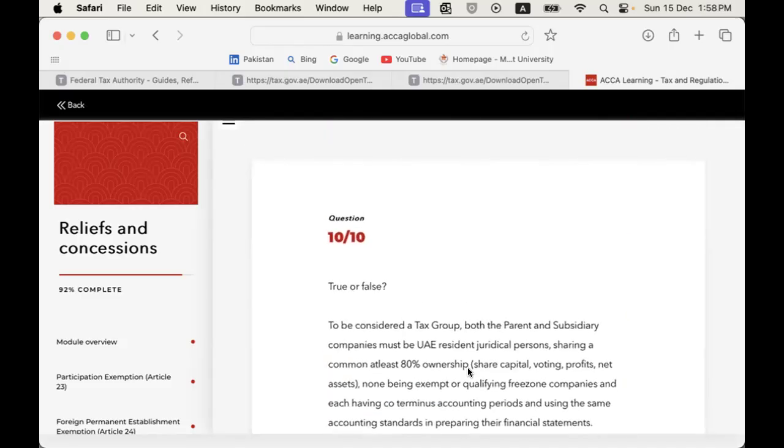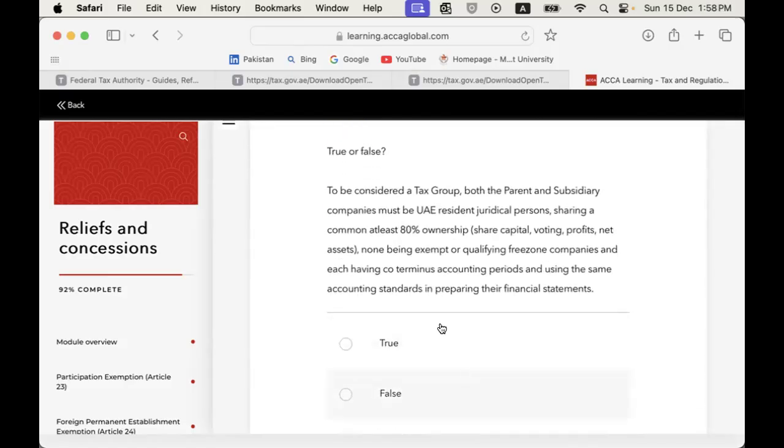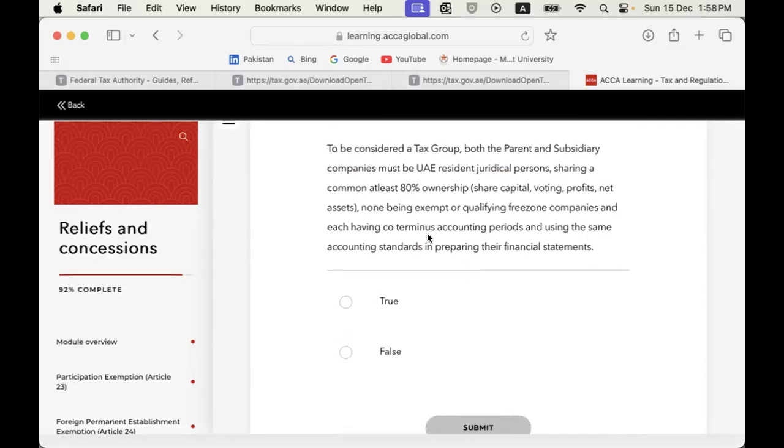Next, last one, true or false. To be considered a tax group, both the parent and subsidiary company must be UAE resident juridical persons, sharing common ownership of at least 80%. False, 75%. Are you sure? 95%. So false.